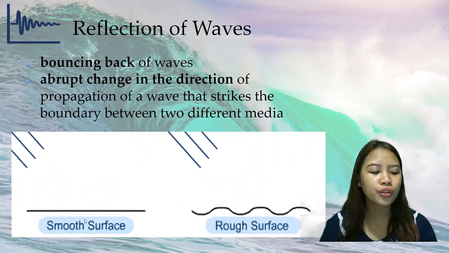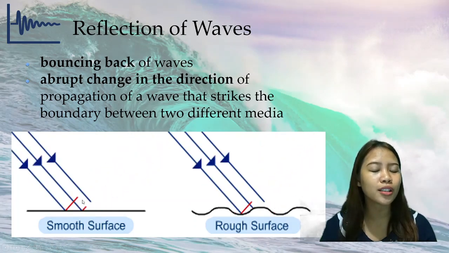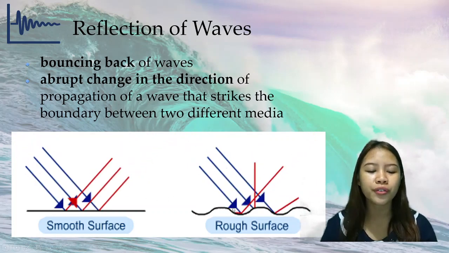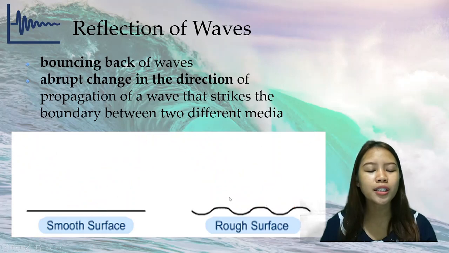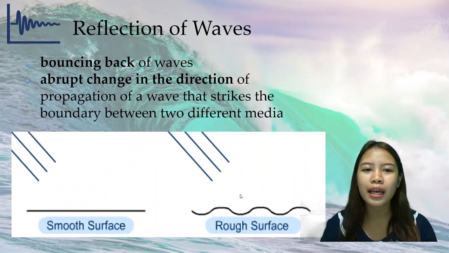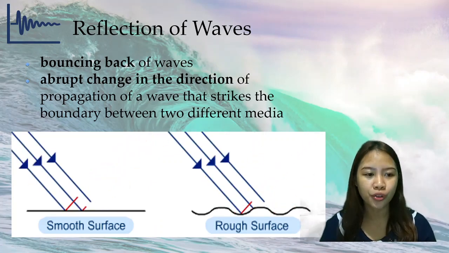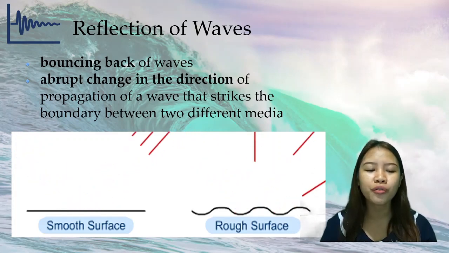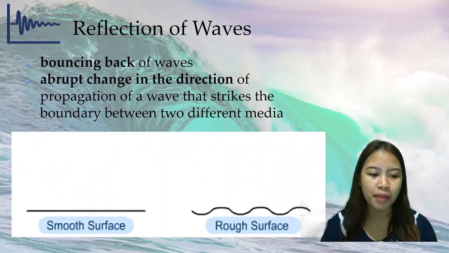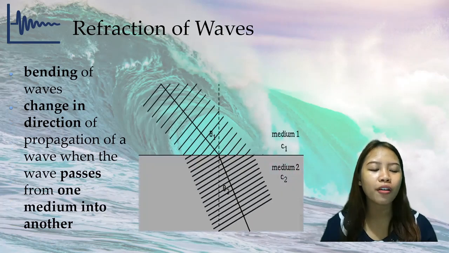For a smooth surface, the angle of incidence is equal to the angle of reflection. However, if it is a rough surface, there is a certain angle that is not the same as the angle of incidence. So again, it depends on the surface. But when we say reflection of waves, it is the bouncing back of waves.